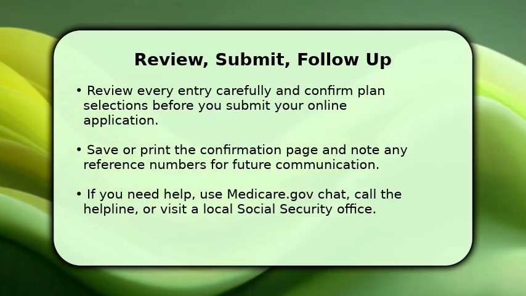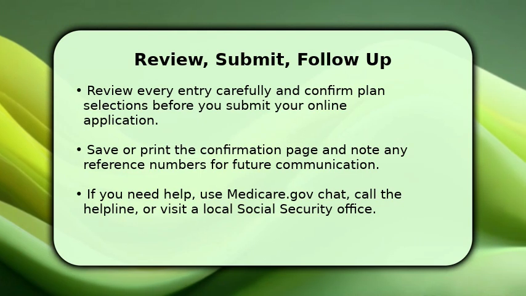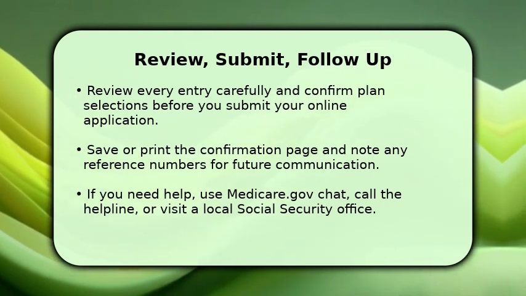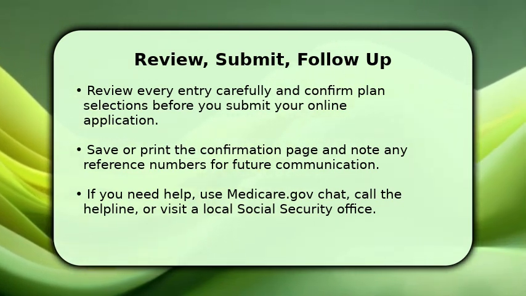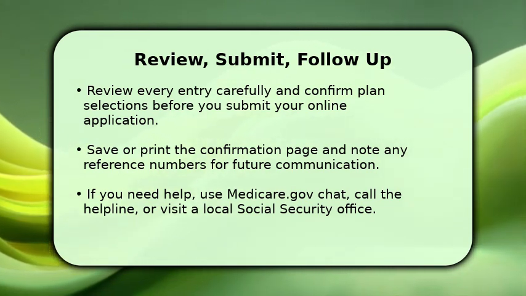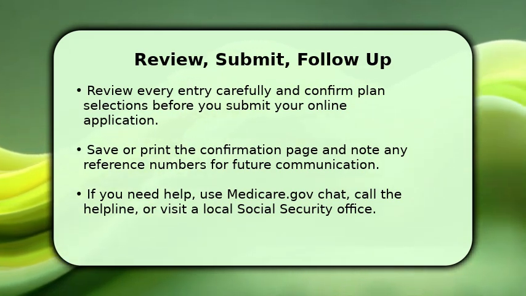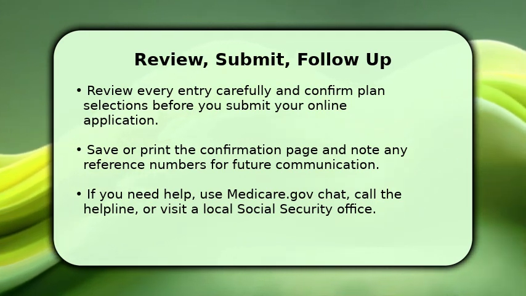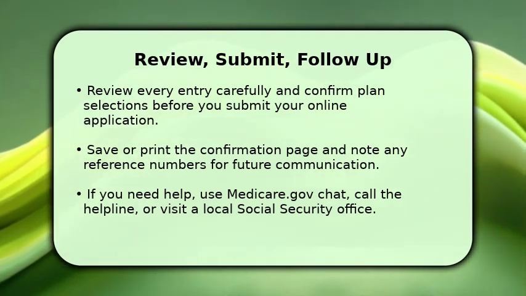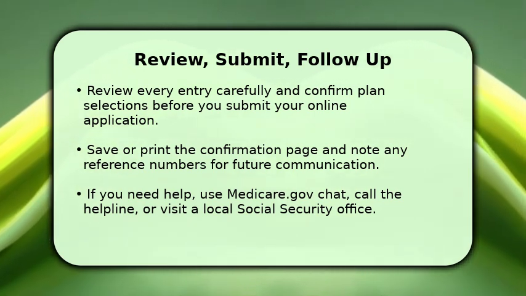Take a final look at your application before hitting submit to avoid delays or mistakes. Confirm your plan choices, check coverage start dates, and verify costs so there are no surprises. After submission, save the confirmation and note reference numbers, then watch for email or mail confirmations. If something looks wrong or you need assistance, contact Medicare support or your local Social Security office promptly to resolve issues and track your enrollment.